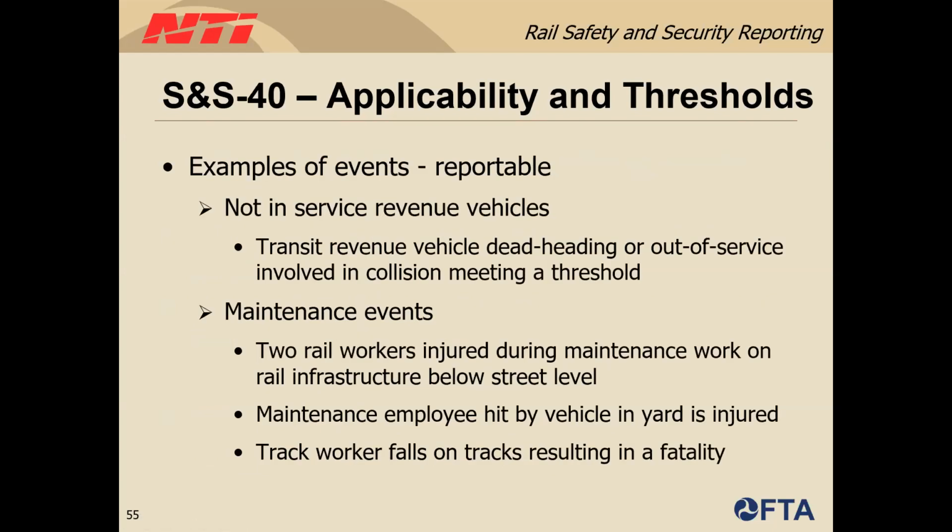So here we have some examples of reportable events. One example would be a collision where the vehicle is deadheading or is out of service and involved in a collision that meets a threshold. Maintenance-related activities are included in reporting, and here you see a few examples of those maintenance-type related injuries or events. Less severe injuries to maintenance workers are captured on the SNS 50 forms, the monthly summary forms, along with non-major injuries to passengers and patrons.